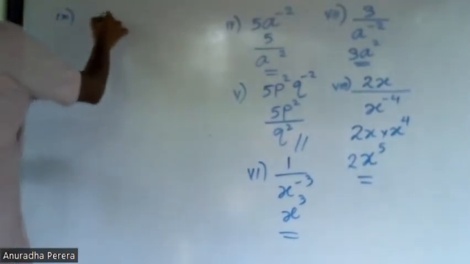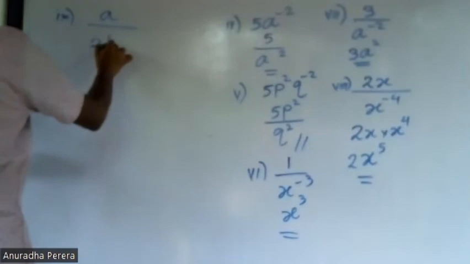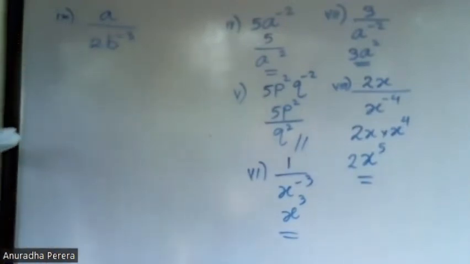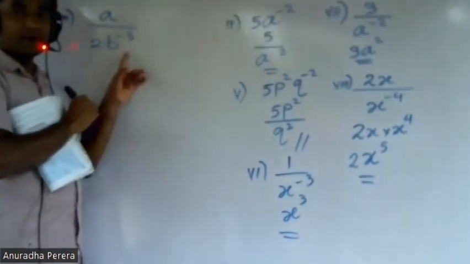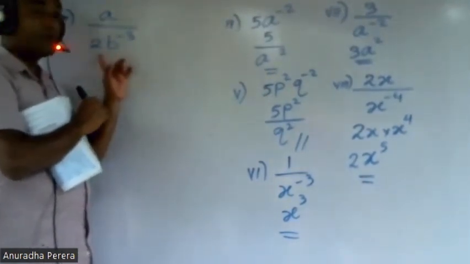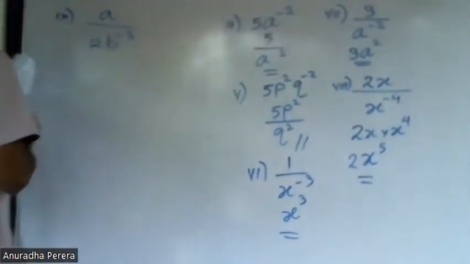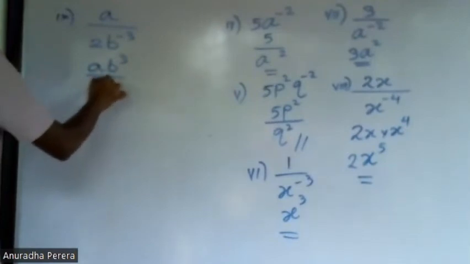Nine. 2b to the power minus 3. Write this: the power minus 3 belongs only to b. It does not belong to 2. When writing it, 2 over b to the power 3.